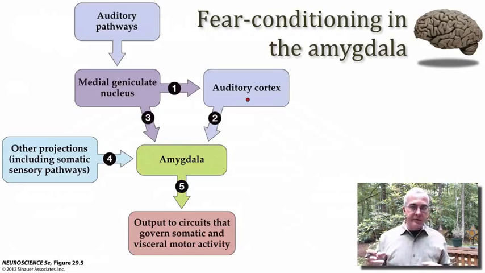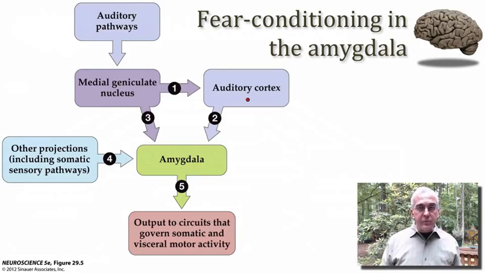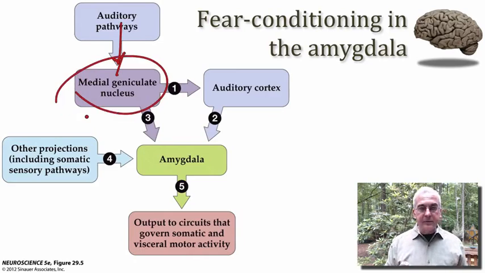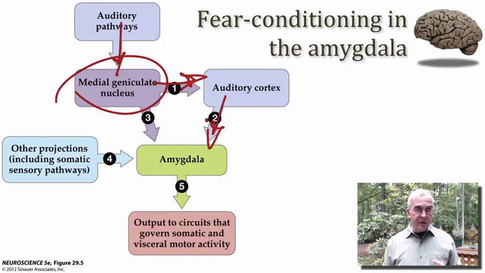So there is an innocuous tone presented to a laboratory animal, and that tone is really neither particularly pleasant nor aversive to the animal, we imagine. It's just a neutral sensory stimulus. Now, that auditory stimulus is going to be processed, of course, by our auditory pathways, which lead into the auditory thalamus, the medial geniculate nucleus. The medial geniculate nucleus then projects to the auditory cortex, which relays signals into the amygdala.